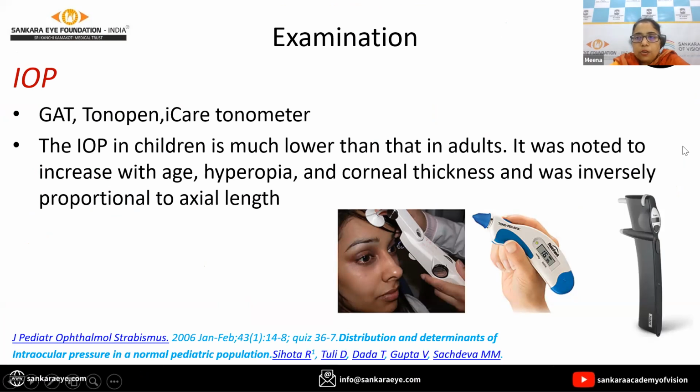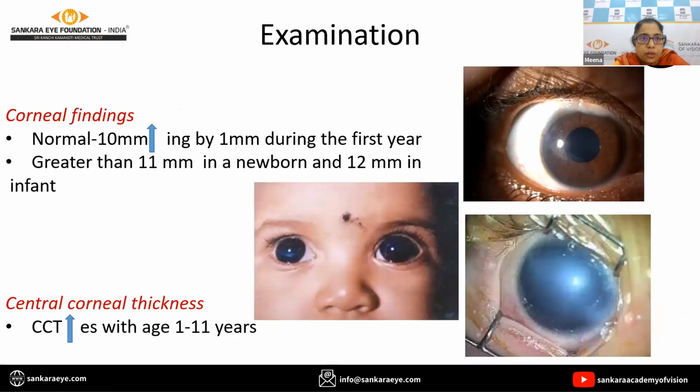This is an Icare tonometer, which is much more comfortable nowadays because it doesn't need anesthesia. The children are much more comfortable with the Icare tonometer. And we do have an Icare tonometer which can be used in the lying down position as well.